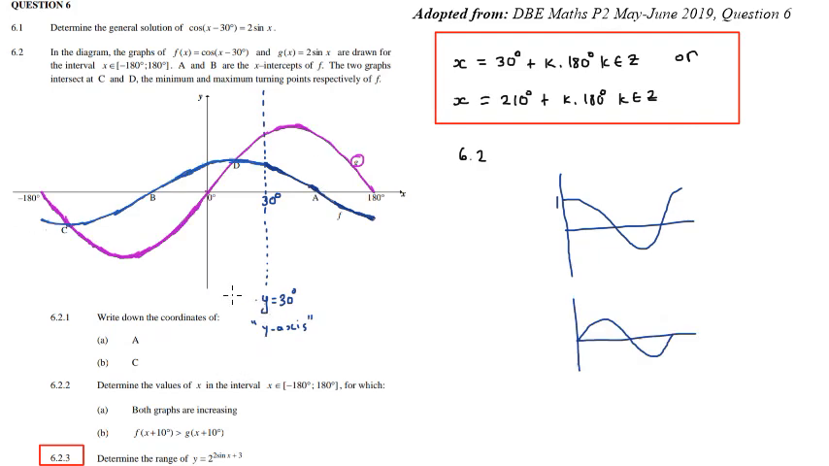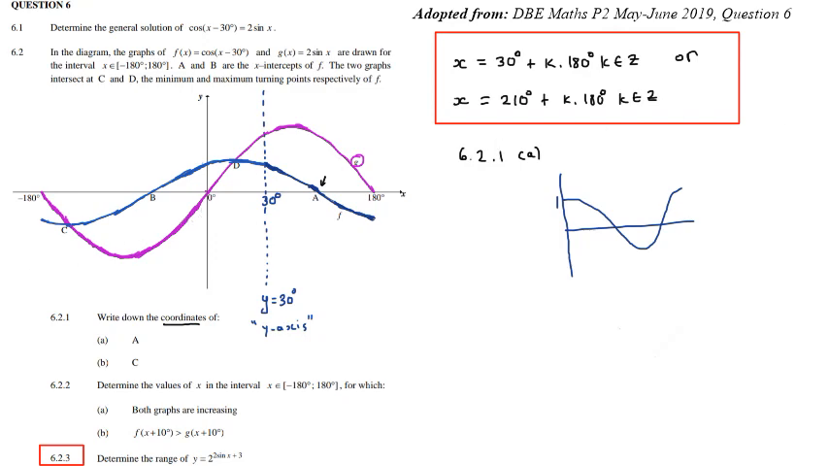Question 6.2.1a wants us to write down the coordinates of point A. Point A is over here. Remember that we were told that A is the x-intercept of f, so in other words, it's the x-intercept of our cosine function. Let's just remove the sine function over here.